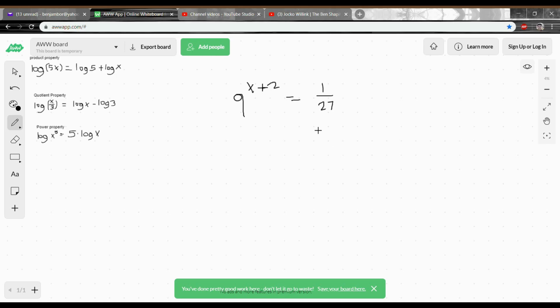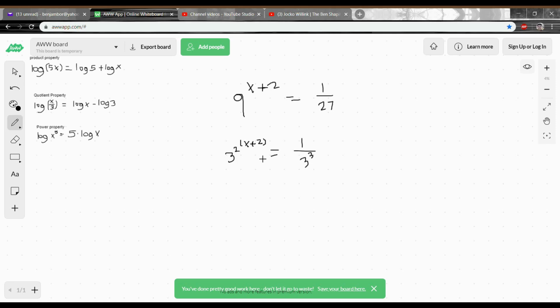Now we could try to convert these into logarithms, and that might work, but before we do that, we can notice that the bases of both of these sides have a common factor of 3, which means we might be able to make the bases common. So let's try that. 9 can be rewritten as 3 squared, so we'll have 3 squared raised to the x plus 2 power. And we're going to set that equal to 1 over 27, which is a perfect cube that can be rewritten as 3 cubed.